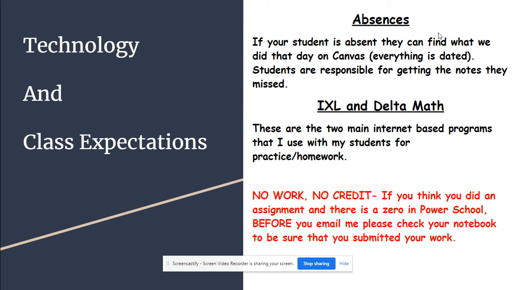And then my policy of no work, no credit means that they have to turn in work in order to get credit for an assignment. So if they see a 0 in PowerSchool and they're like, I did that assignment, before they email me, please have them check their notebook to make sure that they submitted the work. Because if they didn't submit the work, there will be a 0 in PowerSchool.